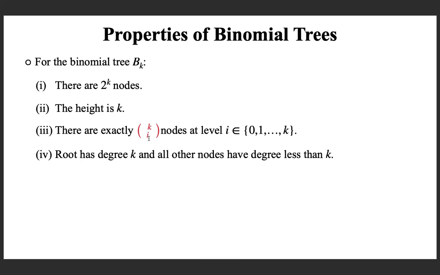Another property, if you look at the binomial tree Bk, the root node has degree k, and all the other nodes have degree less than k. Here again you can use mathematical induction to prove. Base case is when k equal to 0. When k is equal to 0, you have this as the tree, and note that the only node is the root node whose degree, which is the number of child nodes, is 0. So base case is proved.